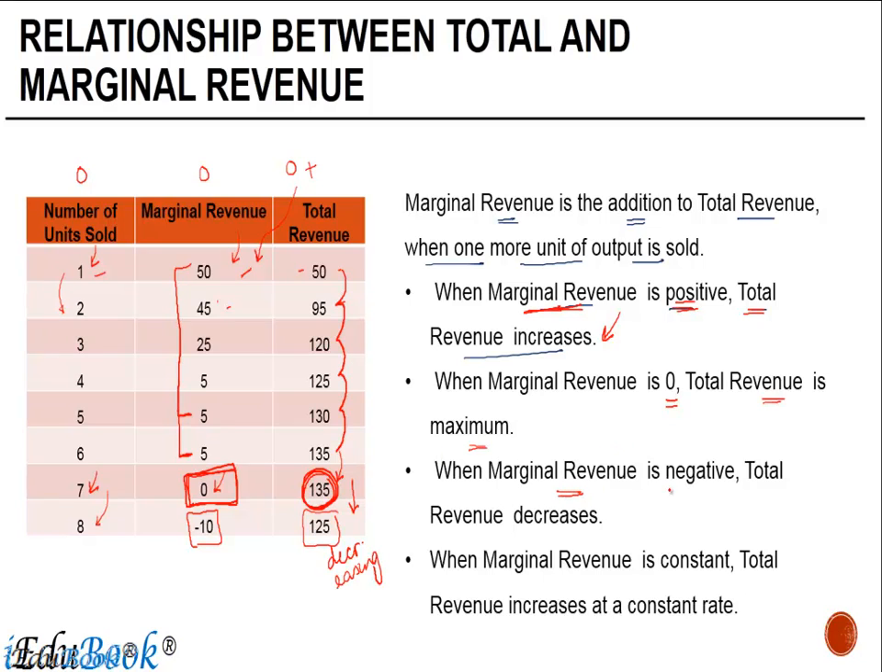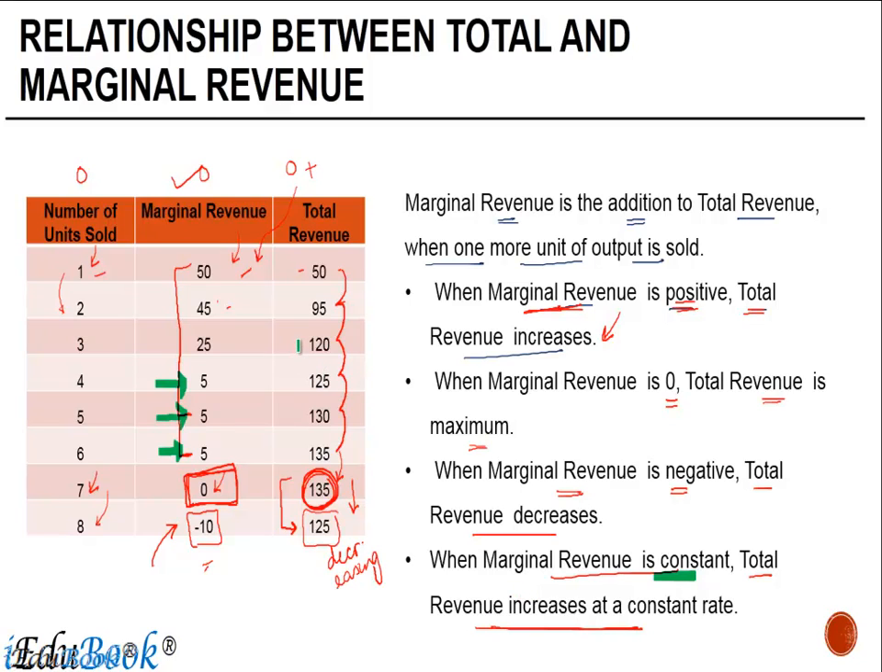When marginal revenue is negative, the total revenue decreases, something which I told you in this case. The moment my marginal revenue became minus 10 or negative, the total revenue decreased from 135 to 125. And when marginal revenue is constant, total revenue increases at a constant rate. So if you look at here, my marginal revenue is 5 in this case, 5 in this case, 5 in this case. It's constant.